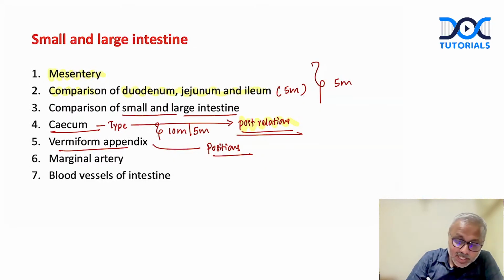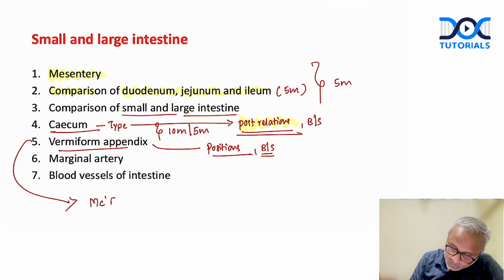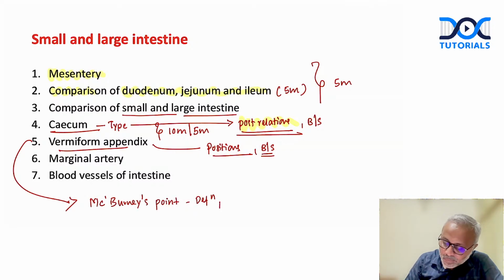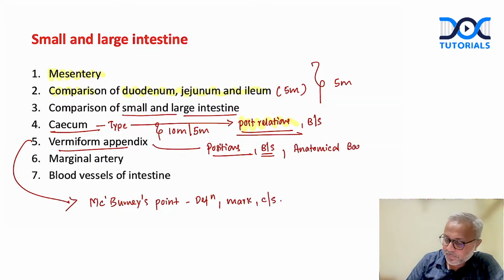Okay. Then in the cecum itself, they can ask you about the arterial supply of the cecum, and same with vermiform appendix. What is the blood supply of the vermiform appendix? And related to vermiform appendix, they can ask you about the McBurney's point, right? Now, what is McBurney's point? Define it. How do you mark the McBurney's point? What is the clinical significance of McBurney's point? And then in the vermiform appendix, they can also ask you about the anatomical basis for pain in acute appendicitis.